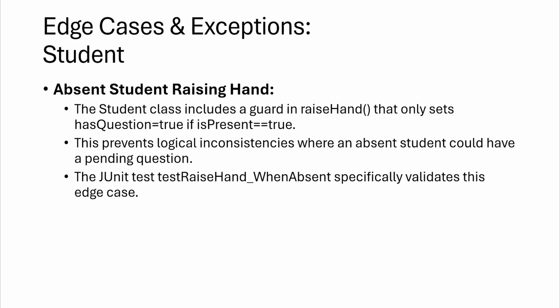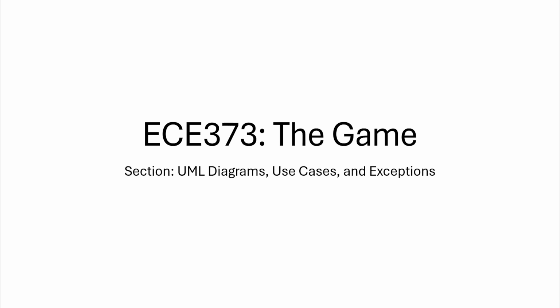And a noticeable logic edge case: an absent student calling raiseHand does nothing. Our guard condition prevents illogical states. The JUnit test raisedHandWhenAbsent validates this behavior. These UML diagrams, use case, activity, sequence, state, and class diagrams, provided the blueprint for our implementation, while comprehensive exception handling ensures the game remains stable under all conditions.